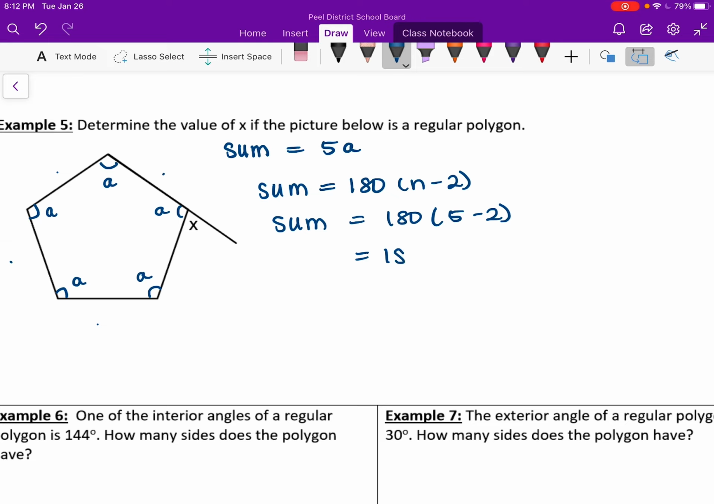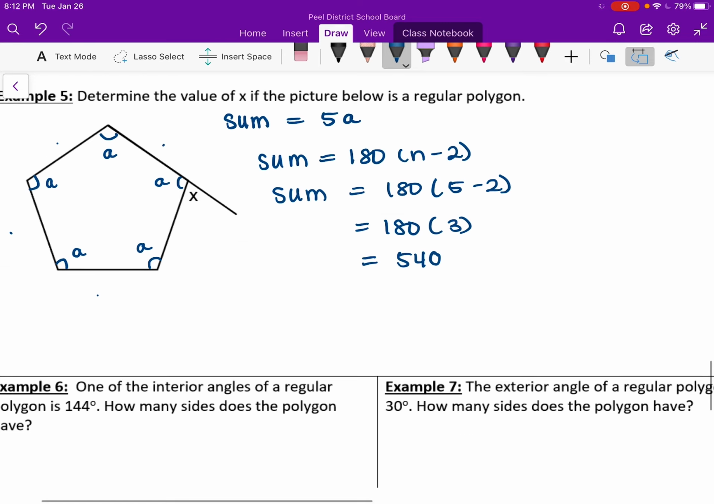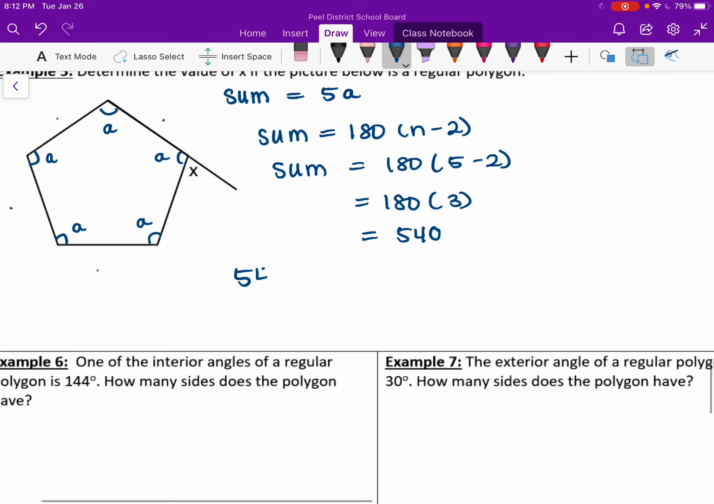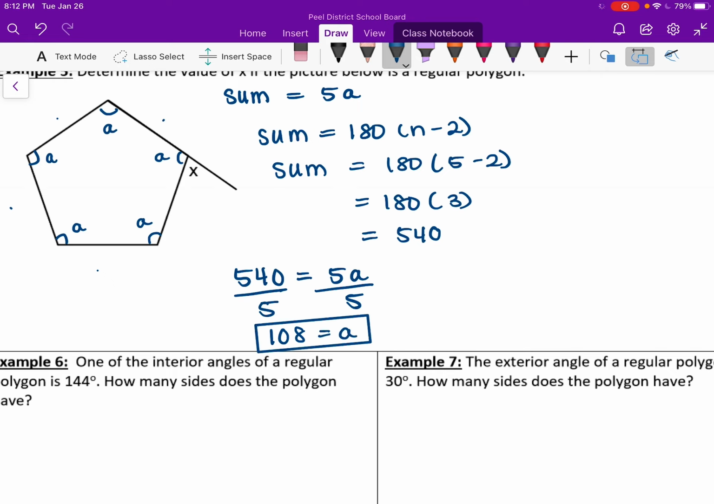So I'm just going to go in there, solve. 5 minus 2 is 3. 180 times 3 is 540. So I know 540 is going to equal a plus a plus a plus a plus a, however many times that's 5, or 5 times a, right? And I'm just going to divide both sides by 5 to get what one angle is going to be. So 540 divided by 5 is equal to 108, and that equals a. So I know each of these angles is going to be equal to 108.